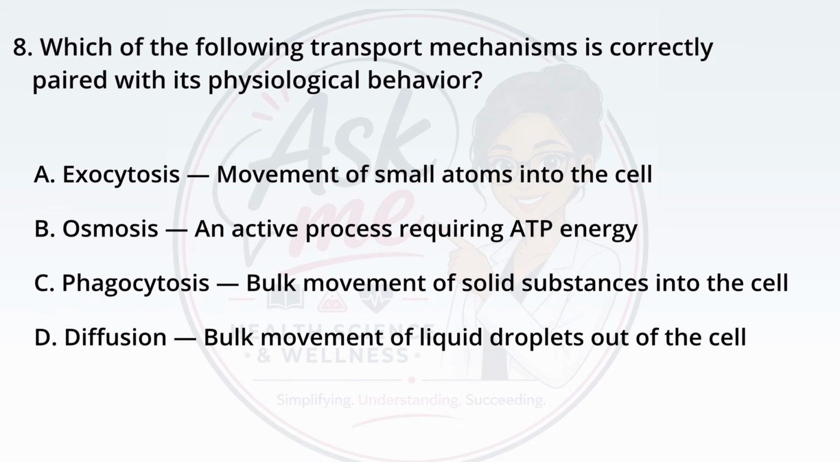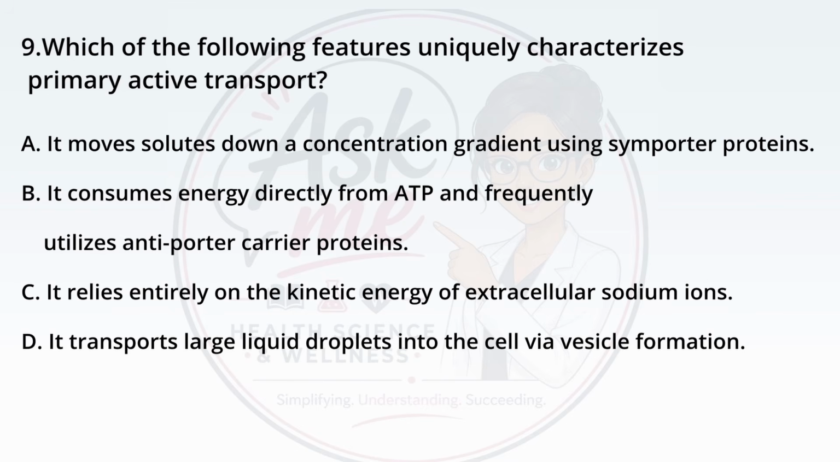Question 8. Which of the following transport mechanisms is correctly paired with its physiological behavior? Another pairing. Now, does exocytosis move small atoms into the cell? What is the answer? C. Question 9. Which of the following features uniquely characterize primary active transport?